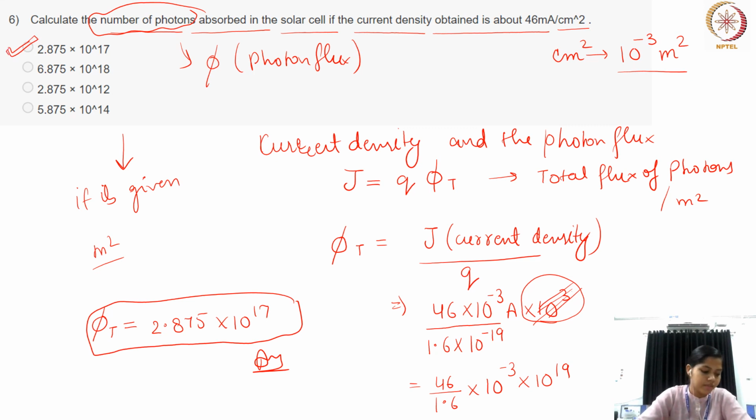So is it clear? You can write yes in the chat box. Okay.